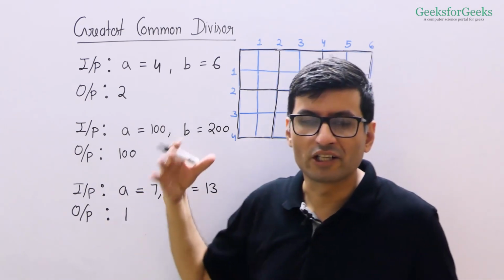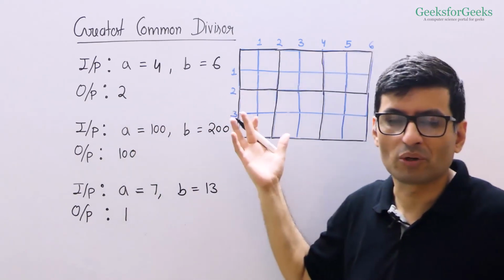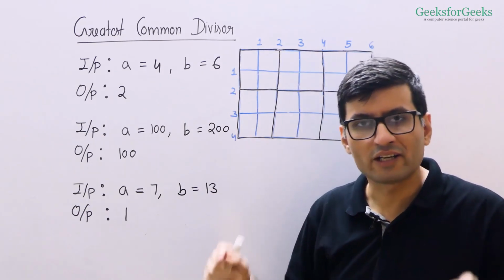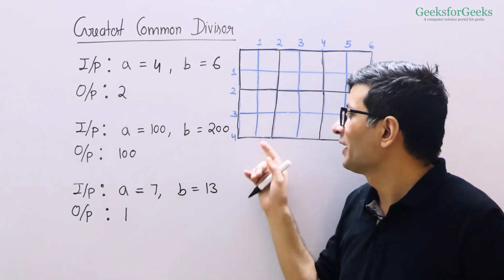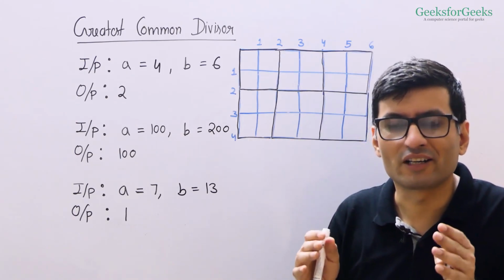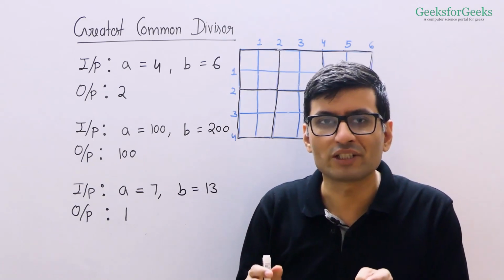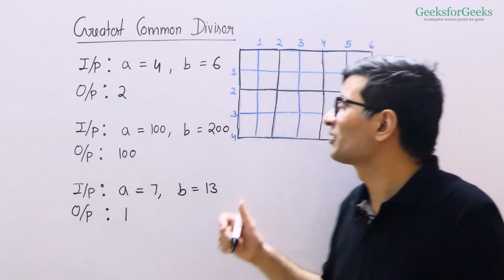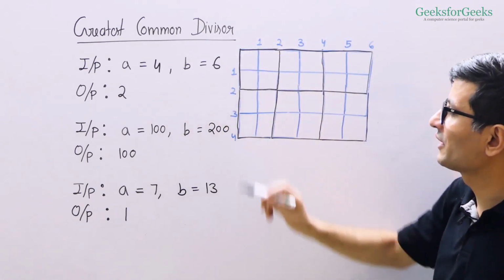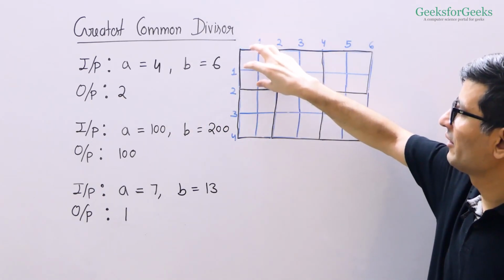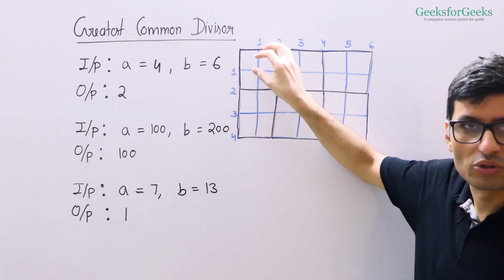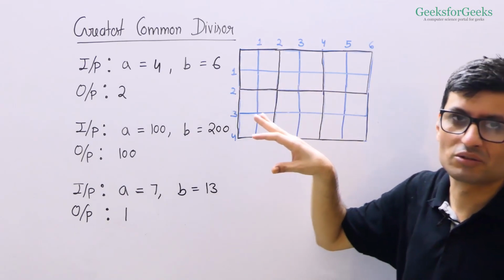There is one interesting relation of this GCD with the tiling problem. So if you have two numbers a cross b, and you make a rectangle of size a cross b, then your GCD problem is finding the side of the largest square using which you can tile the whole rectangle. So you have in this example a 4 cross 6 rectangle. Your a is 4 and b is 6. The largest square tile that can fill the whole rectangle is of size 2 cross 2, right? So that's why our output is 2.